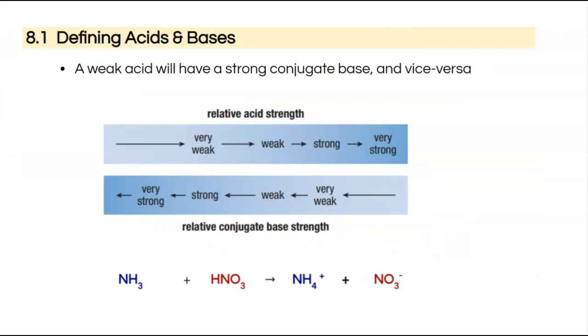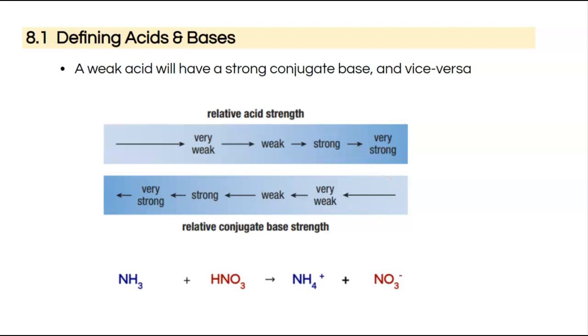Okay, now I want to add on to this a little bit because we didn't really talk about this last year, but it's going to make a difference in terms of how we look at equilibrium systems this year. So it's important for us to understand that a weak acid will have a strong conjugate base and vice versa. And the stronger the acid, the weaker the base.